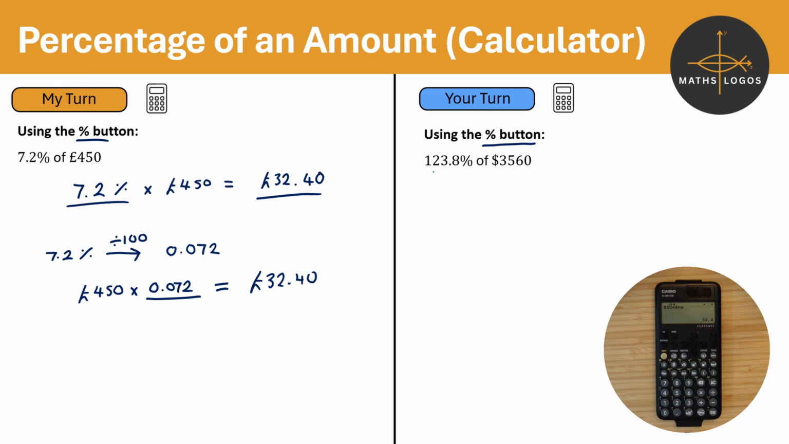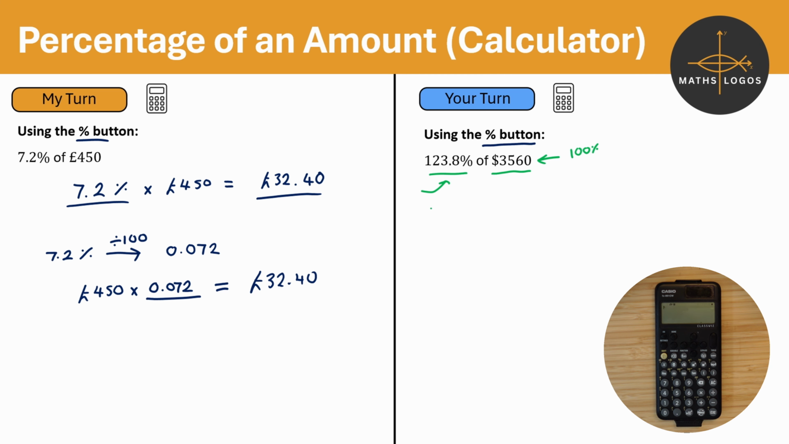Okay, so we need to find 123.8% of $3,560. Now I want us to notice that we're finding 123.8% of something, and we always assume that the starting number that we're given is 100%. And so what that means is when we find 123.8%, we're expecting an answer bigger than $3,560. So we want to go into the question with that in mind. Let's look at using our percentage button to do this.